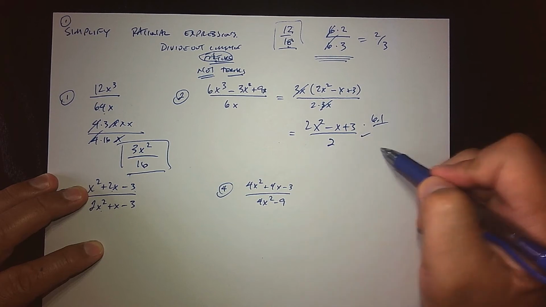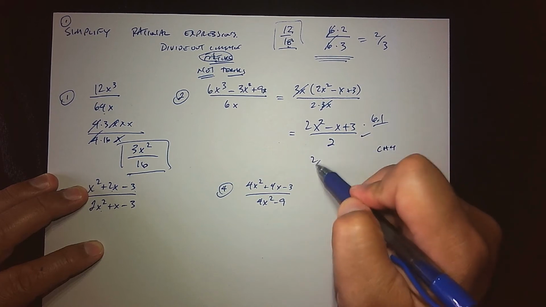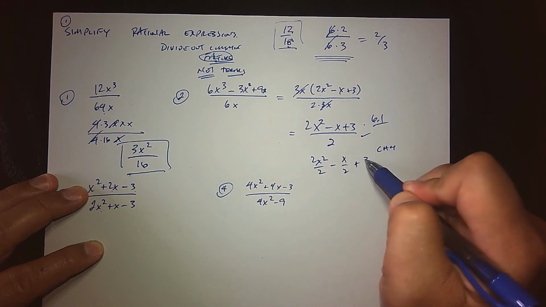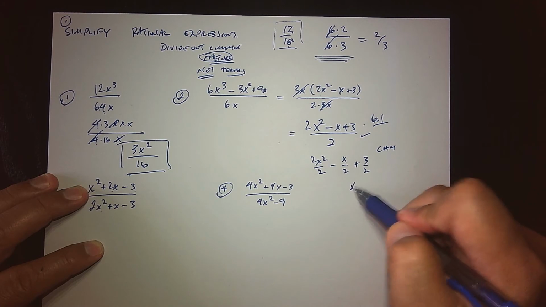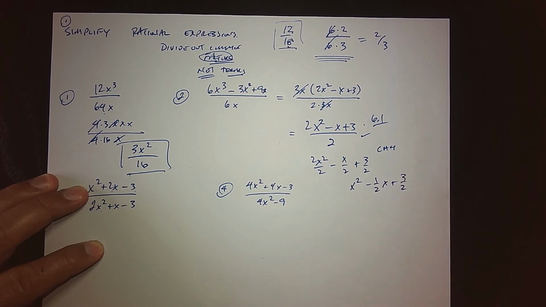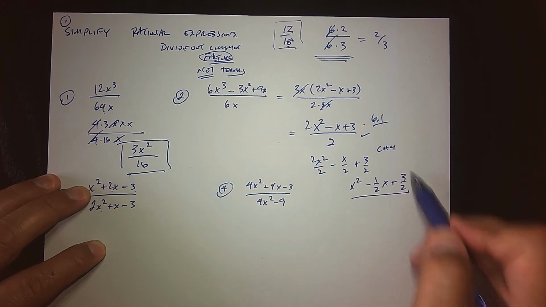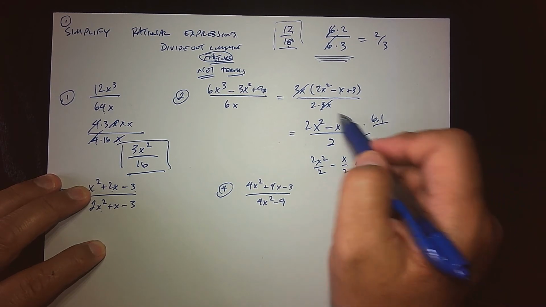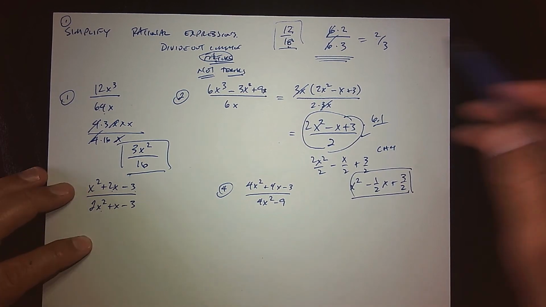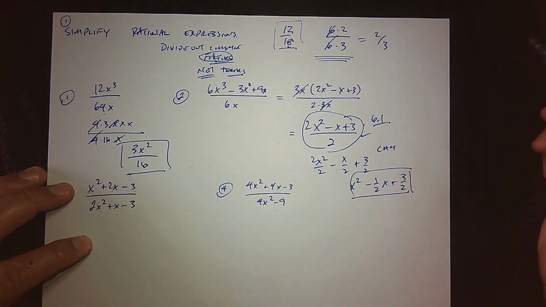But back in chapter 4, we probably even broke that down any further, right? So x over 2 plus 3 halves, giving us x squared minus 1 half, plus 3 halves. So that's also an acceptable answer here. But I believe this is what MyMathLab will ask you for in chapter 6. So kind of a little nuance there.